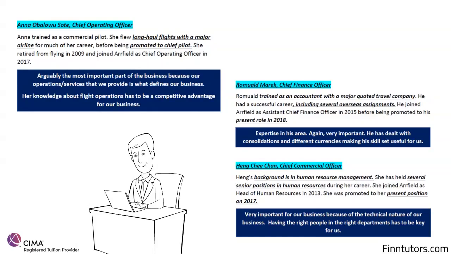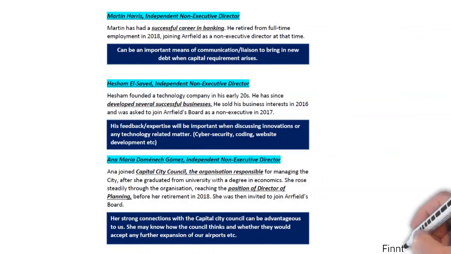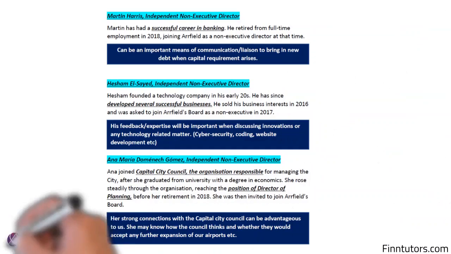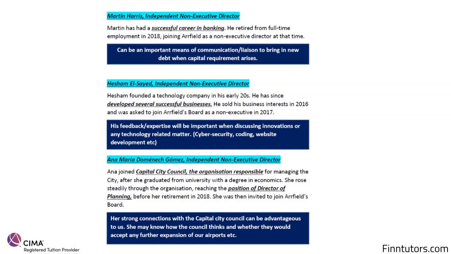Until now, we only spoke about executive directors. Now we speak about independent non-executive directors. First, we spoke about the chairman, who was only the non-executive director. She hasn't been given the categorization of independent because she's in a material, day-to-day relationship with the organization. So our first independent NED is Martin Harris.